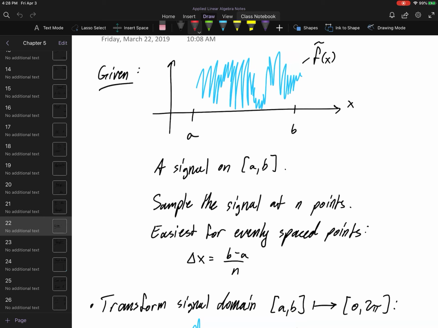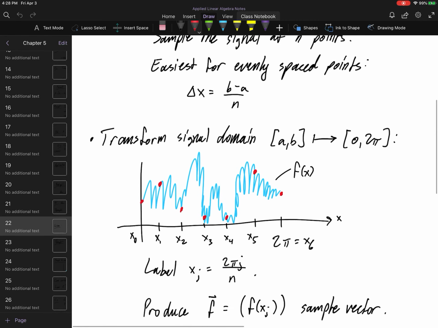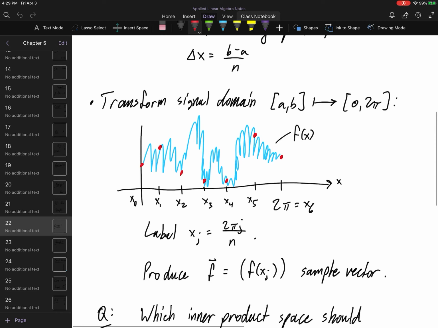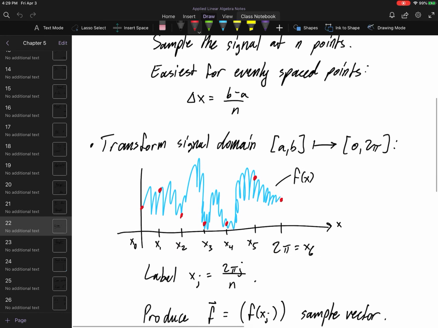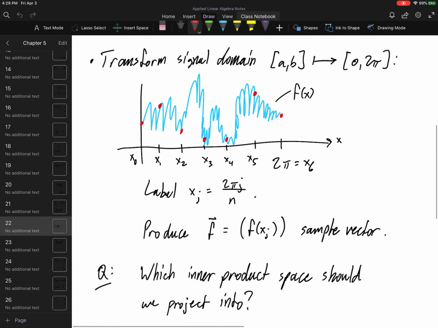So just like we did in Calc 2, we're going to space these out in even subintervals, and that looks like a very familiar formula to us. It's the length of the interval divided by how many subintervals we want, and we'll call that delta x. We are then going to transform the signal from AB over into 0 to 2 pi. So we are going to change the domain specifically. We're going to shift everything down onto the 0 to 2 pi interval.